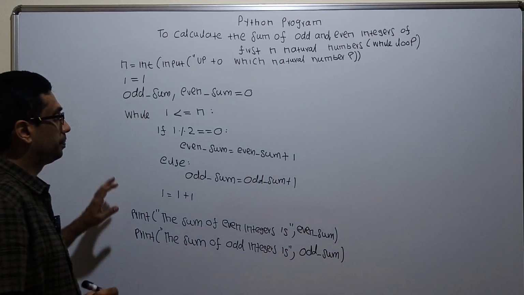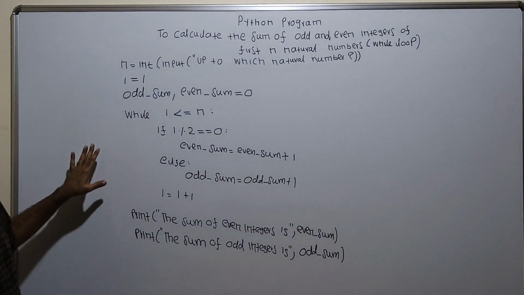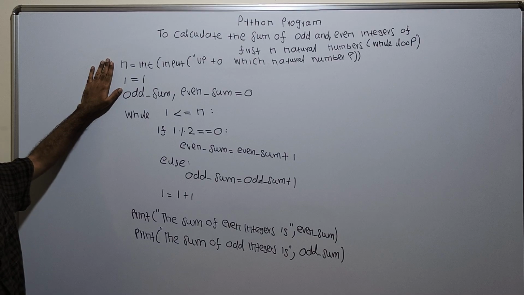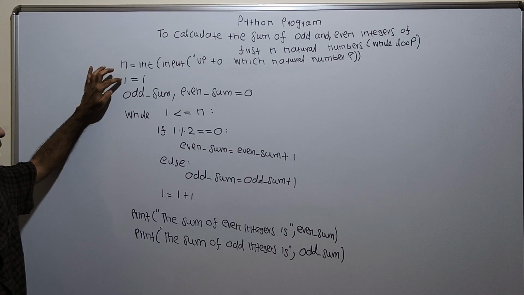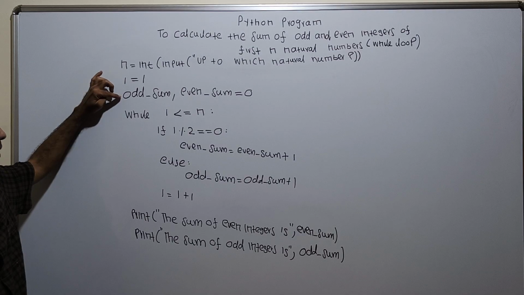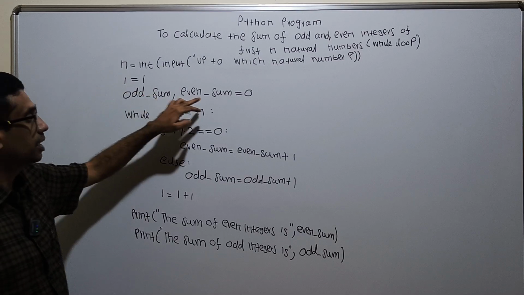So this is the program. I'm obtaining the range up to which natural number from the user. I'm storing it in the variable n. I'm initializing the loop variable i. I'm initializing the variables odd_sum, even_sum equal to 0.